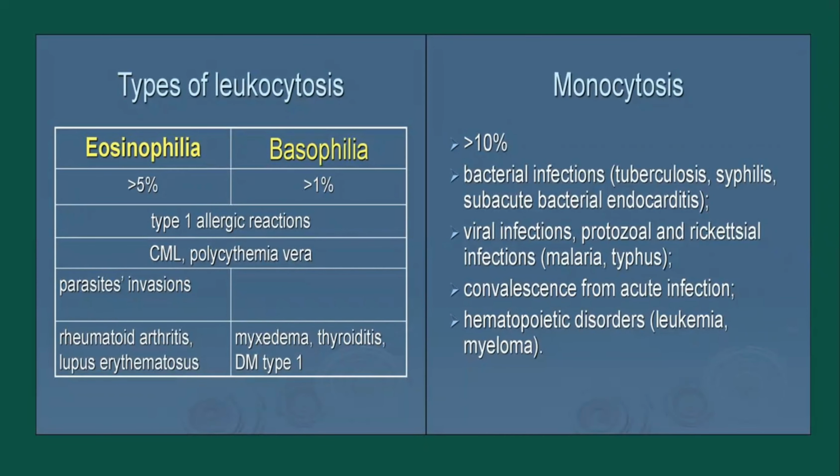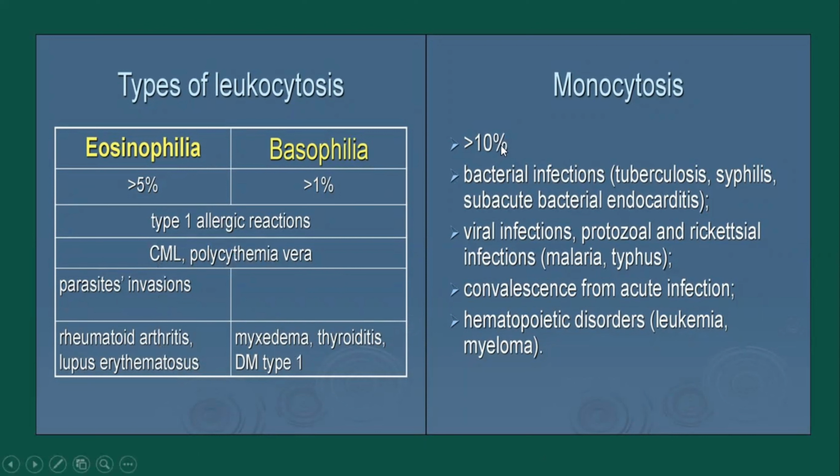Next is eosinophilia and basophilia. Eosinophilia is more than 5%, basophilia more than 1%. Causes include type 1 allergic reactions, chronic myeloid leukemia and polycythemia vera, and eosinophilia specifically parasitic invasions, rheumatoid arthritis, and lupus erythematosus. Basophilia causes include myxedema, thyroiditis, and type 1 diabetes.